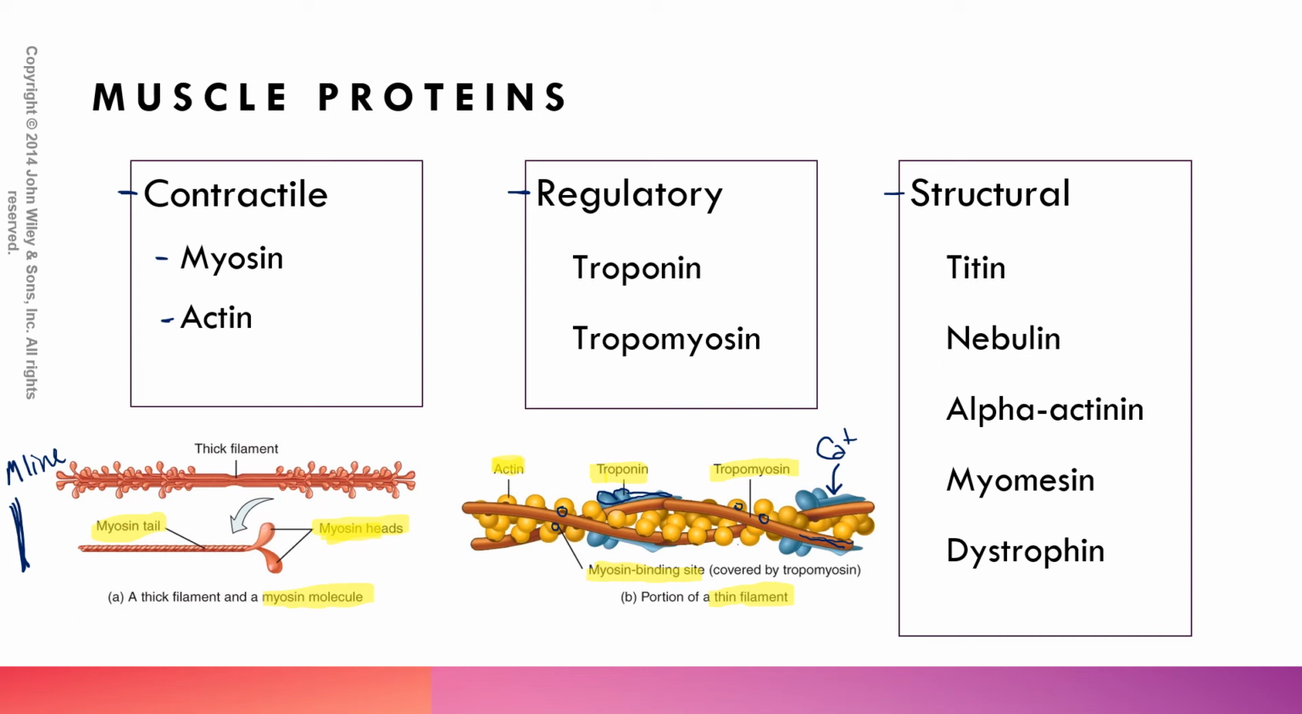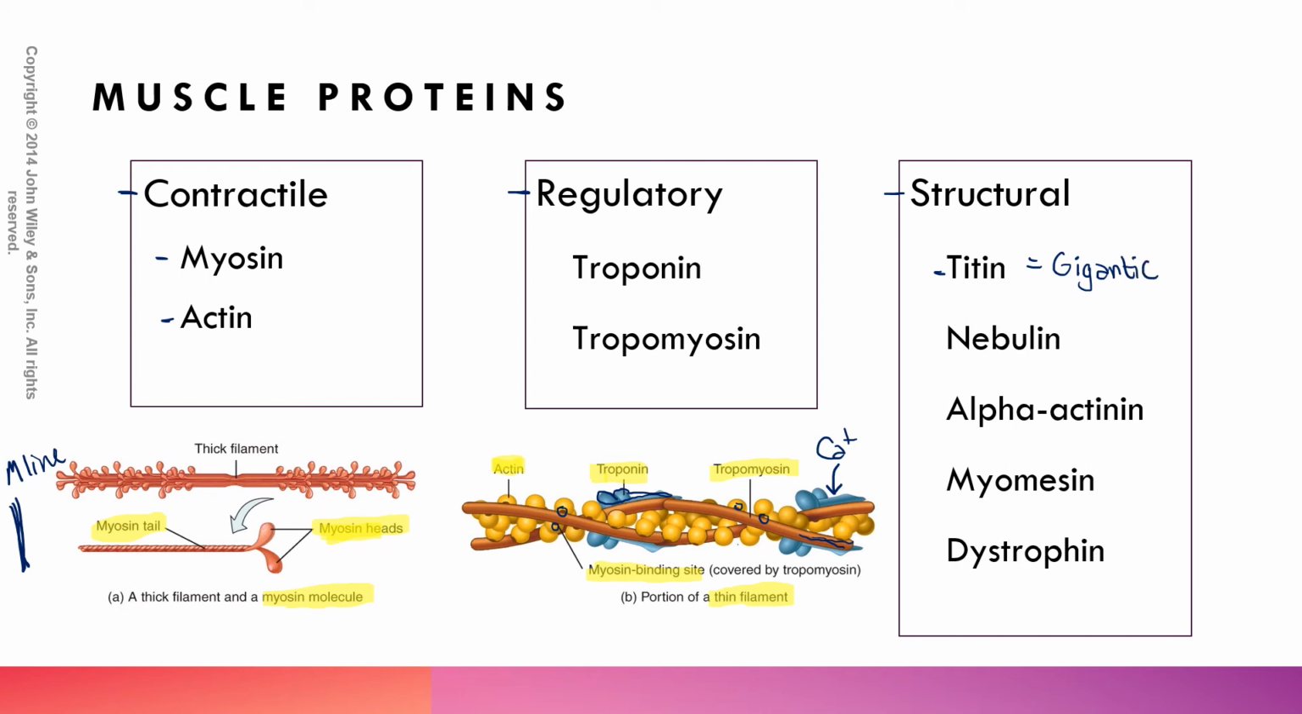Now some structural proteins. There are about a dozen or so structural proteins in muscle tissue which contribute to alignment and stability, elasticity, and extensibility of myofibrils, but we're just going to talk about a few of the key structural proteins today. First off, titin. The word titin means gigantic.